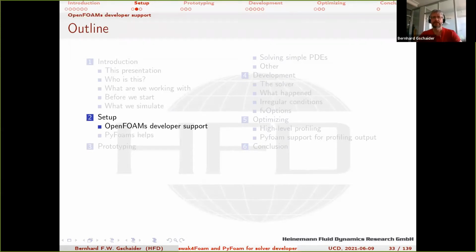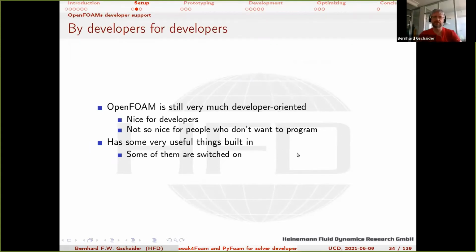So at first, some things that are not developed by me, that's basically the stuff that OpenFOAM offers you if you develop in OpenFOAM. OpenFOAM is still very much developer oriented. This is quite nice for developers because there are also some things that help you very much. It has some very useful things built in, but some of them have to be switched on, and I will show you now how to switch them on.